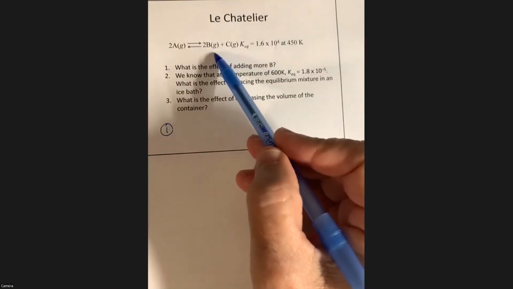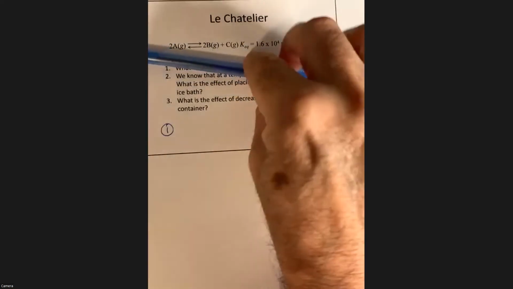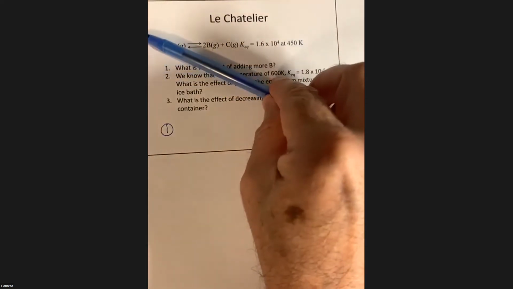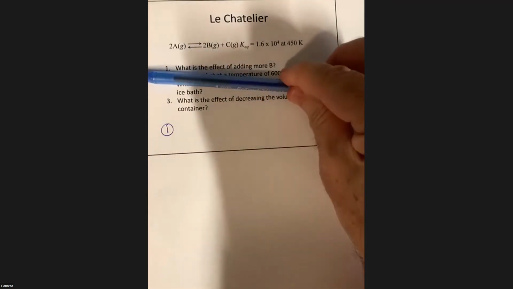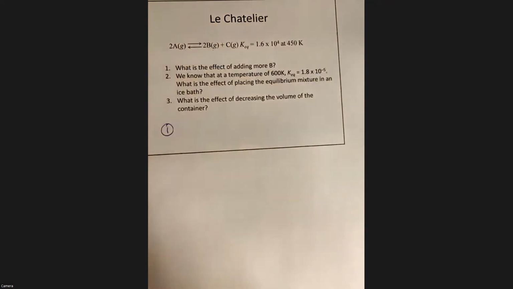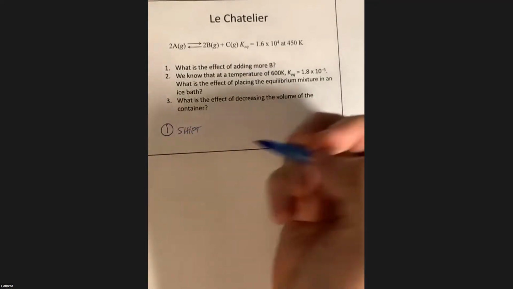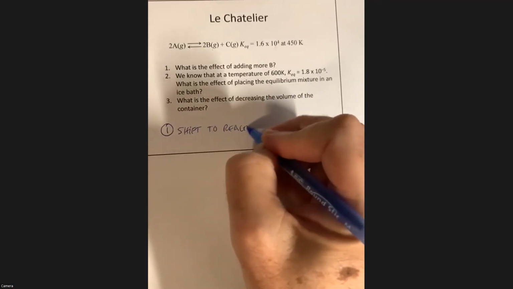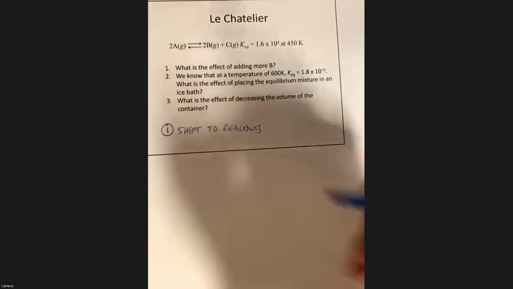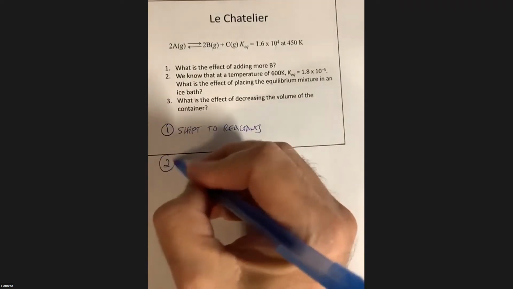Product side heavier, which means you have to compensate, right? The seesaw is going this way. So I want to bring it back to equilibrium, right? So that means that you're going to have to shift which way? To the reactants. Very good. Okay, let's try number 2 here. Oh, here's an interesting one.